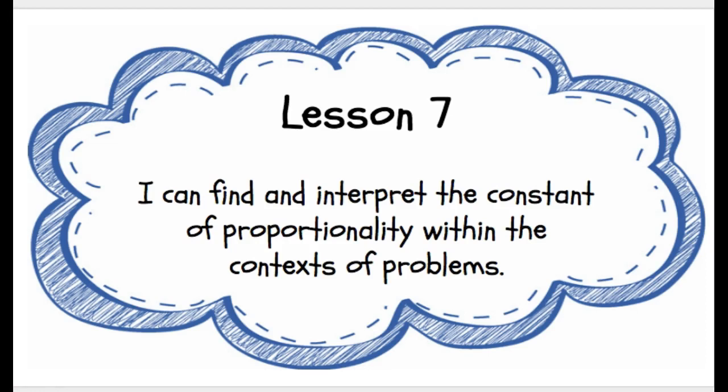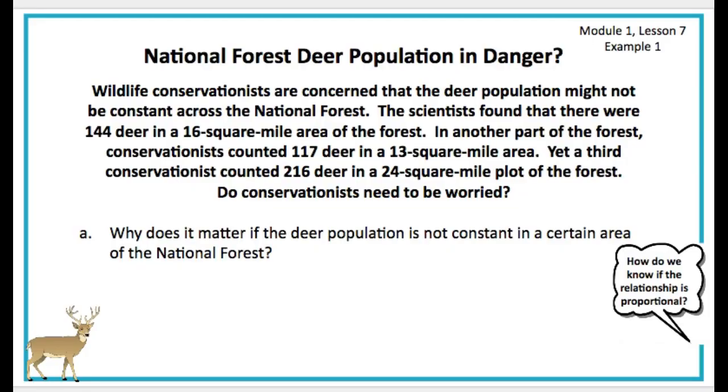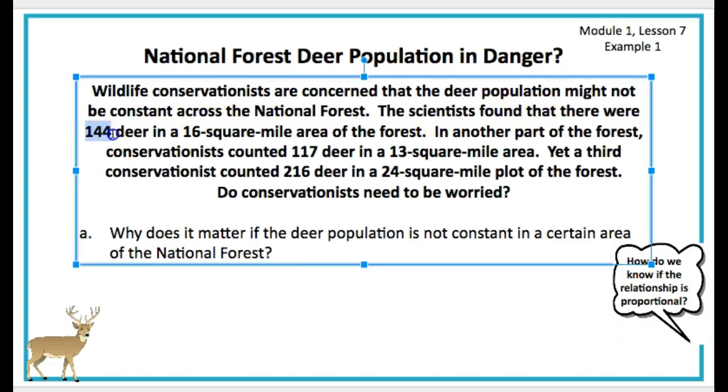Let's look at the first example on page 26. National Forest deer population in danger? Wildlife conservationists are concerned that the deer population might not be constant across the national forest. The scientists found that there were 146 deer in a 116 square mile area of the forest. Let's go ahead and underline that information.